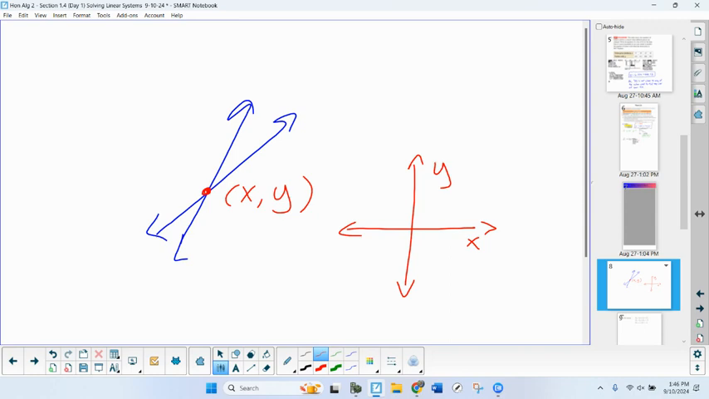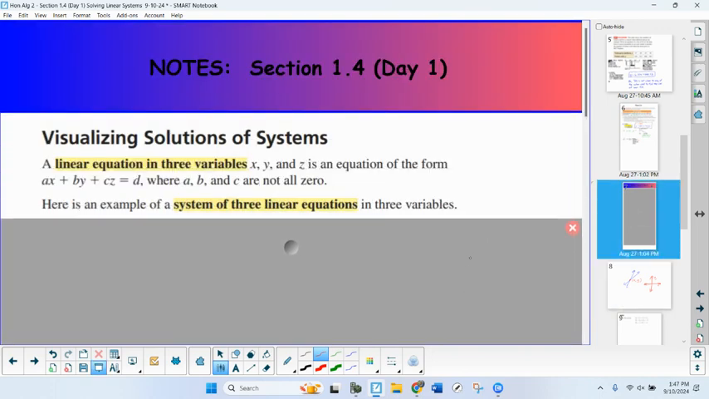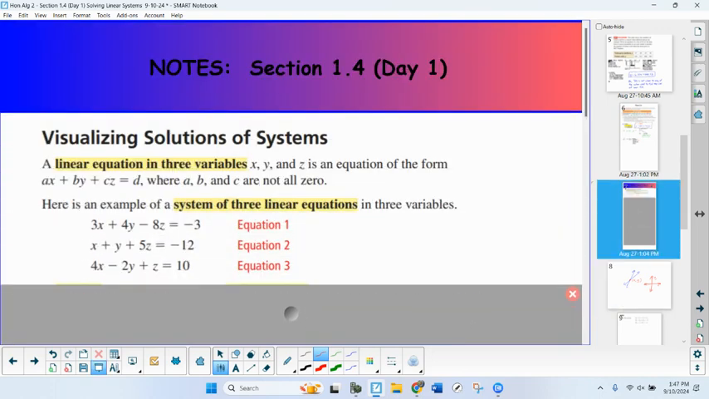So now we're adding an element of z. X still goes left and right. Y still goes up and down. Z comes in and out. So now you're not going to just have X and Y. You're going to have 3 equations with 3 unknowns. And when you solve them, it will always be the point X, Y, Z.